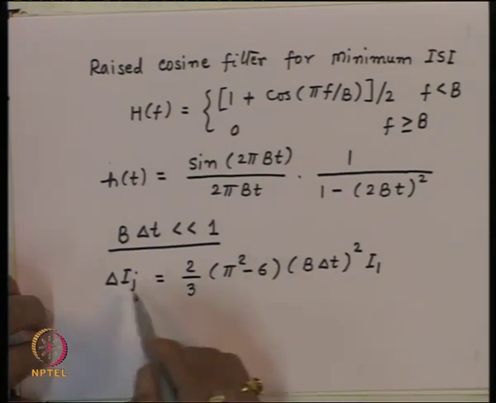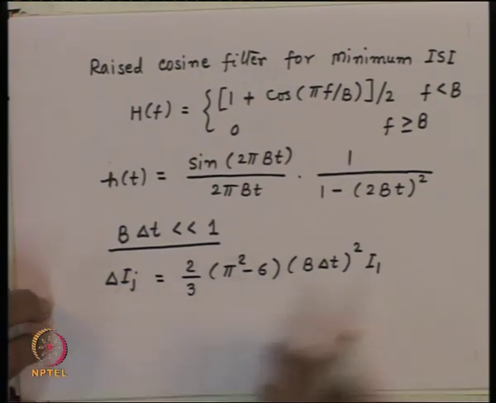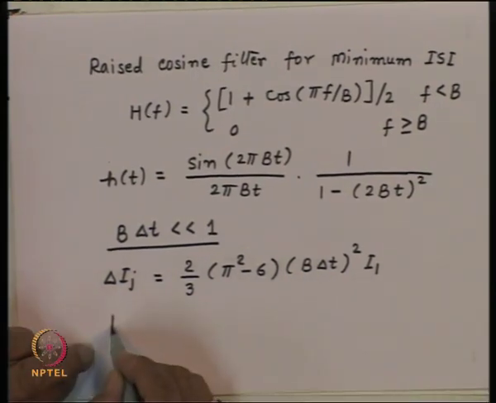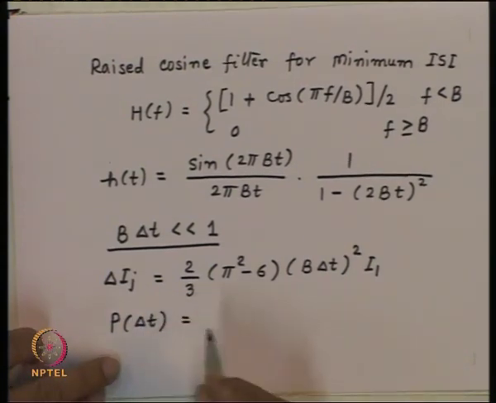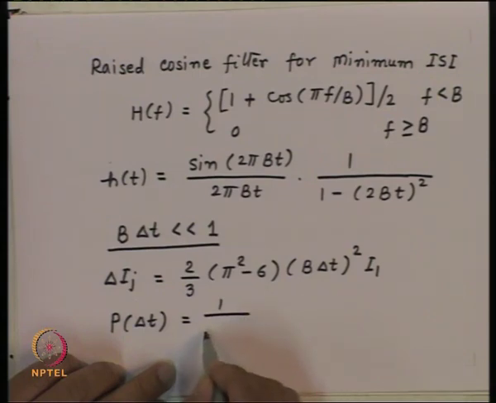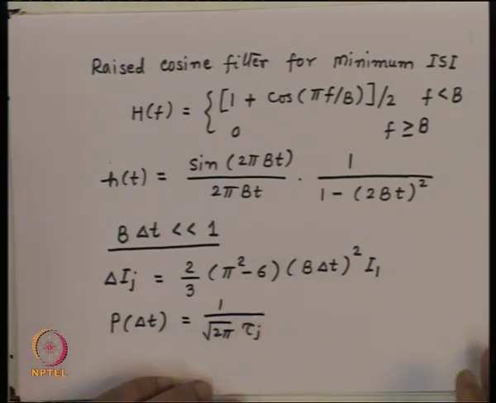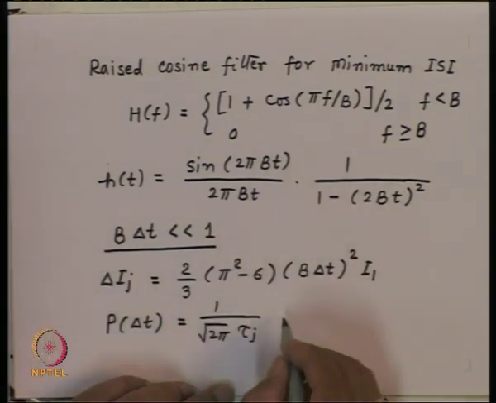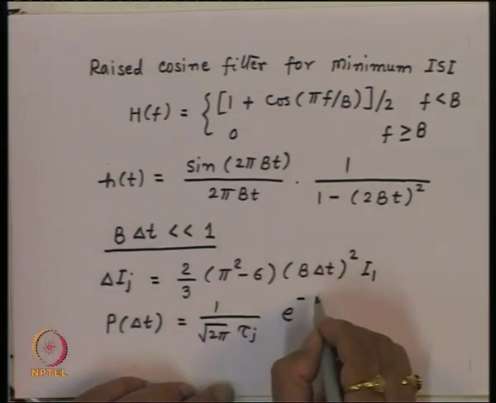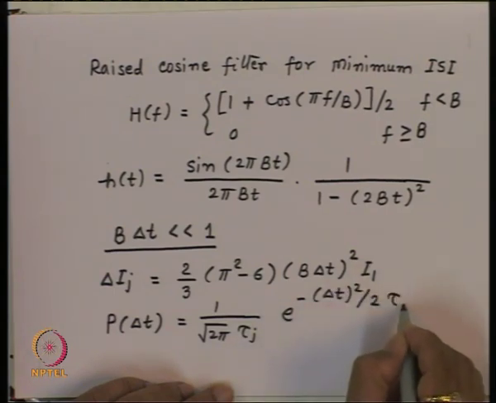Assuming that the distribution of this fluctuation is Gaussian, then we can calculate the density function as a function of delta t. That will be given by 1 upon root of 2 pi, let us say tau j is the standard deviation of the fluctuation of the sampling time, e to the power minus delta t square divided by 2 tau j square.